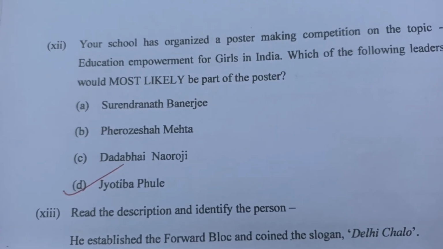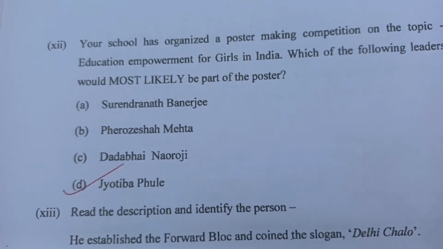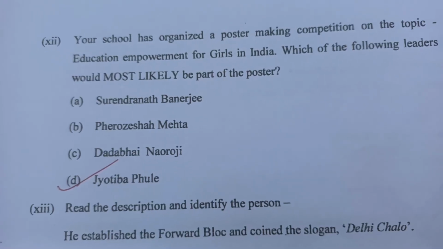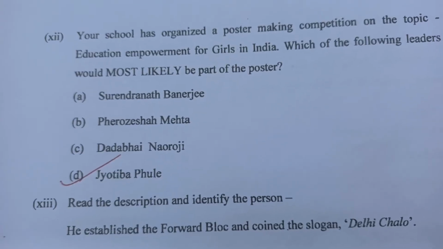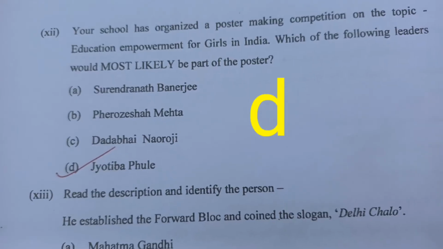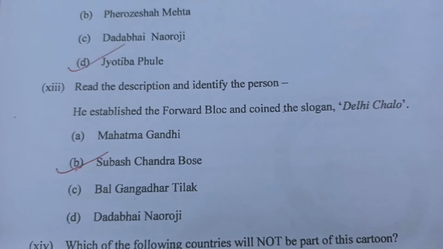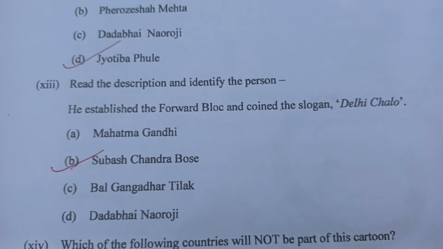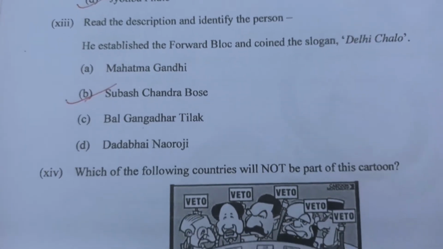Next, 12, one situation is given there. Your school has organized a poster making competition on the topic Education Empowerment for Girls in India. Which of the following leaders would most likely be part of the poster? So here option D is correct, Jyotiba Phule. 13th, read the description and identify the person. He established the Forward Bloc and coined the slogan Delhi Chalo. Here option B is correct, Subhash Chandra Bose.